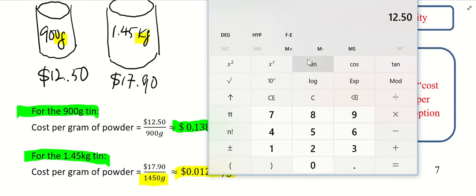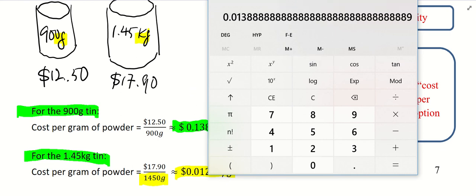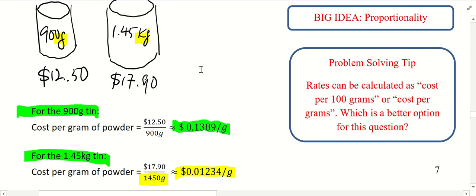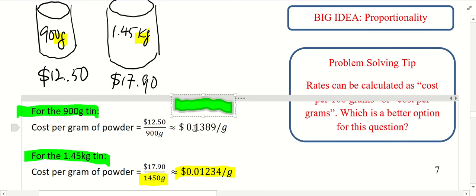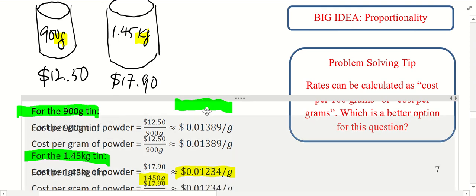I'm suspecting a calculation error because it shouldn't differ so much. Yes, sorry. The first one, I made a typo here. The first one should be 0.013. Let me move this away first. 0.013. So it's about 1.389 cents per gram of milk powder.